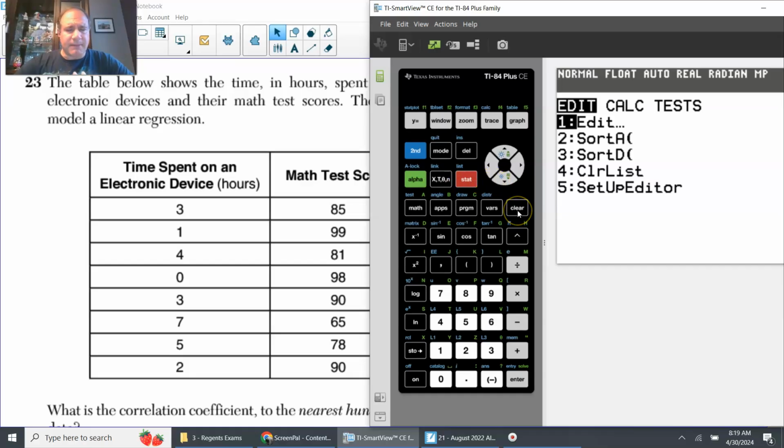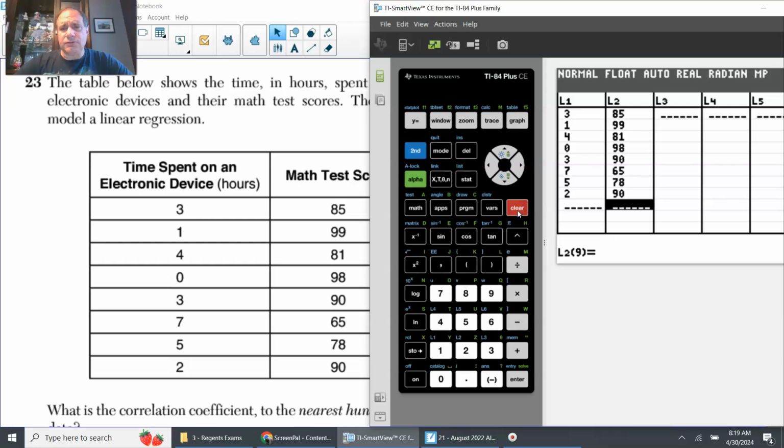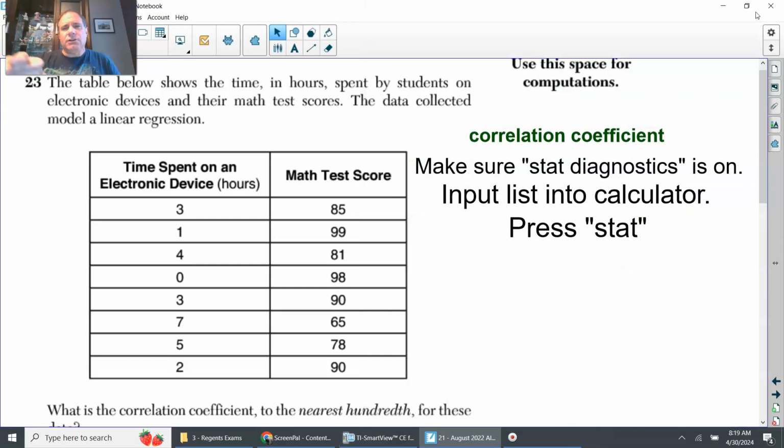And actually, I'm going to go back for a second. So here's your list. But for the correlation coefficient, and I wrote it down here, you have to make sure that stat diagnostics is on in your calculator. If stat diagnostics is not on, that means you're not going to see the correlation coefficient. The correlation coefficient is known as R in your calculator. So if you don't see the R, that means correlation coefficient is off.